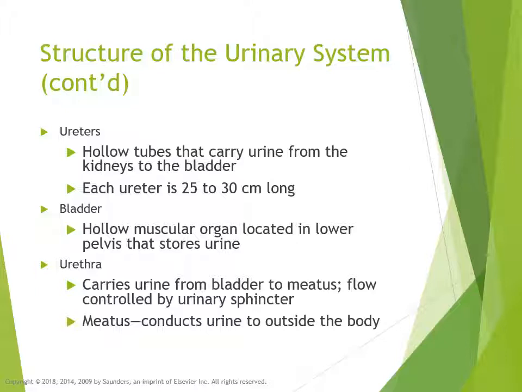The bladder is a hollow muscular organ located in the lower part of your pelvis that stores the urine. The bladder can hold up to 1,000 to 1,800 mLs of urine. An average urine output is 1,000 to 1,500 mLs per day. So the urethra carries urine from the bladder to the meatus. The meatus conducts urine to outside the body.